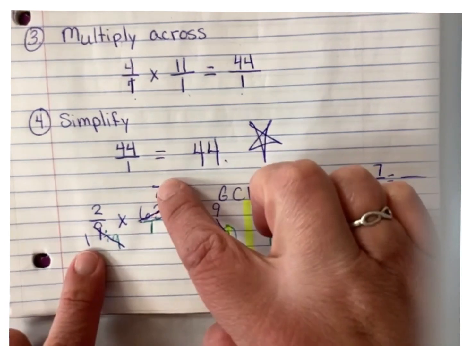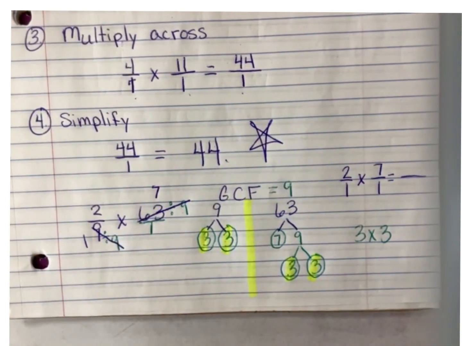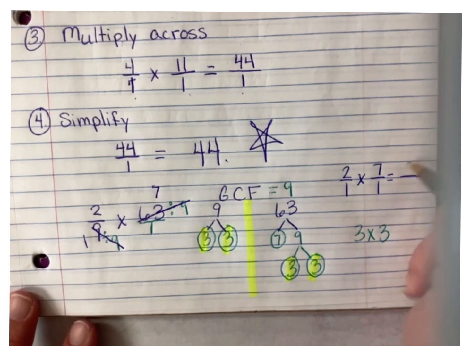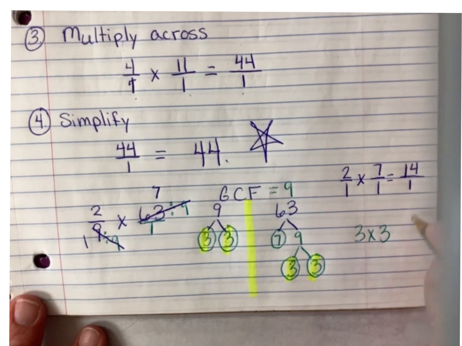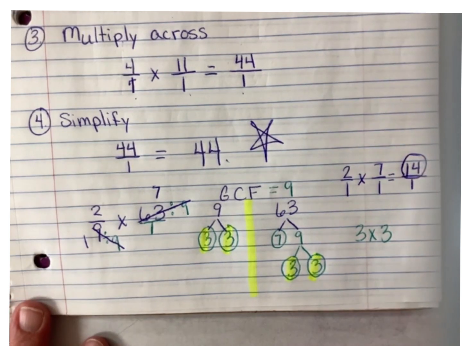I could do both sides, cross-reduce here, cross-reduce here, if I need to. But it wouldn't work in this one because I have a 2 and a 1. So I have this fraction here. I'm going to multiply across. On top, I get 14. And on the bottom, I get 1. And to simplify that, I just have 14.